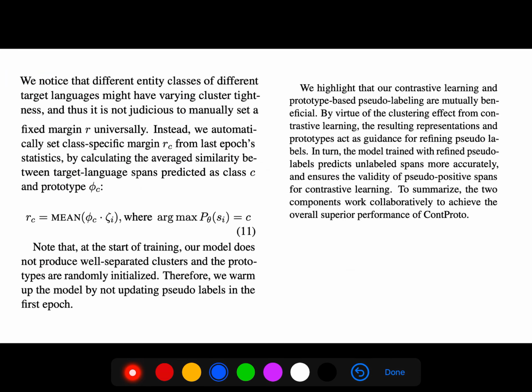We notice that different entity classes of different target languages might have varying cluster tightness. Thus it is not judicious to manually set a fixed margin universally. Instead, we automatically set a class-specific margin R sub C from last epoch's statistics. By calculating the average similarity between the target language spans predicted as class C and prototype phi of C, you can calculate R sub C. This is the class-specific margin.